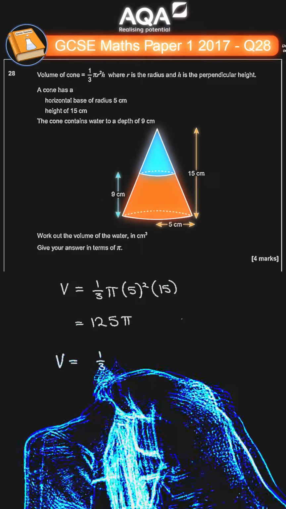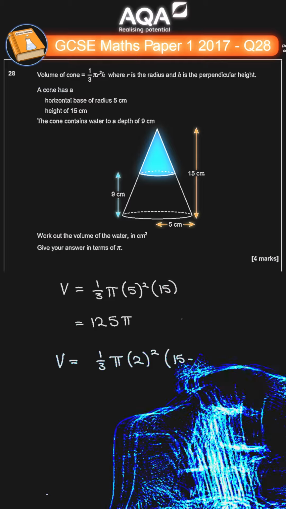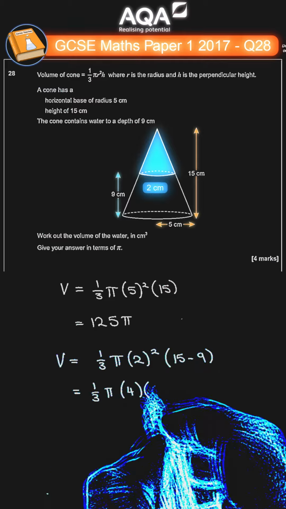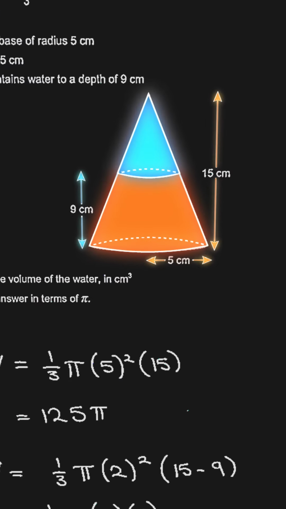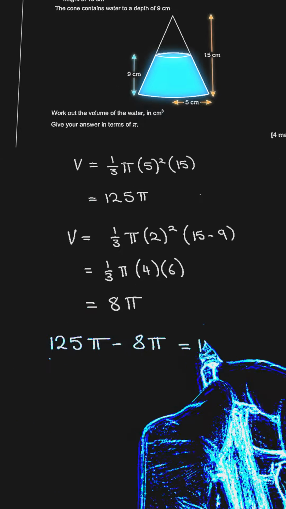centimeters. This means that the volume of the smaller cone is given by 1/3 times pi times 2 squared times 15 minus 9, which is just 8 pi. Subtracting the bigger cone from the smaller one, we get the volume of the water is equal to 117 pi.